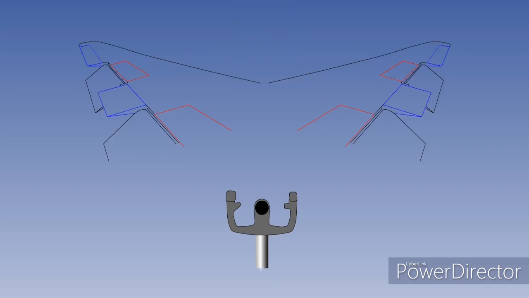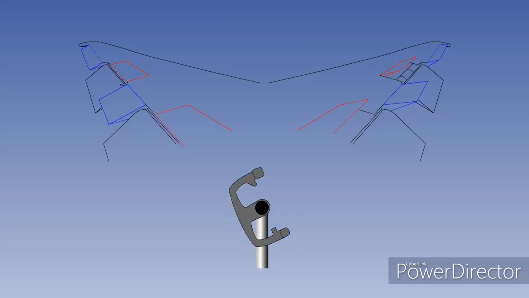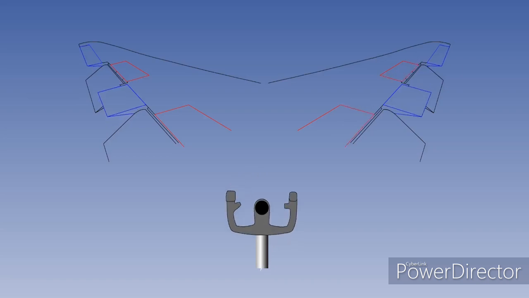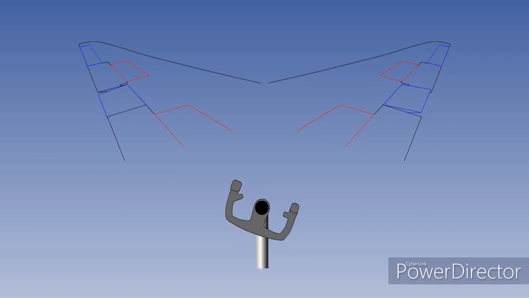Roll spoilers are activated by the control wheel and move up on the side with an upgoing aileron, proportional to aileron displacement. You can see that the roll spoilers on the side with the downgoing aileron remain flush. Even with the flaps up, the roll spoilers continue to assist the ailerons with roll control.